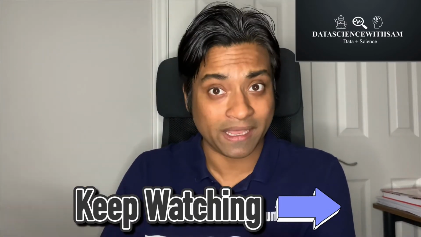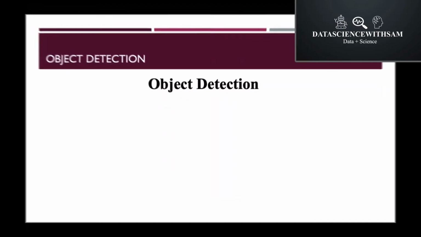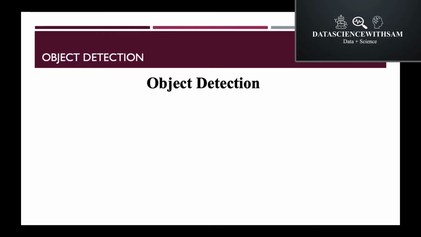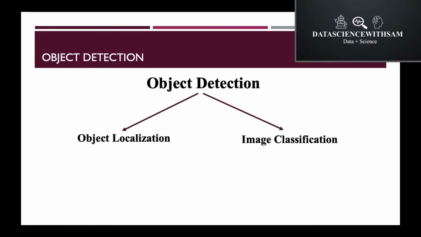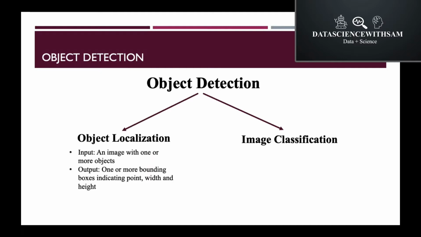So now let's check out in the next section how this object detection technology is derived from two different mechanisms. The idea of object detection technology is mainly built on two different mechanisms. One is object localization, another one is image classification. Object localization helps the computer to determine the location of the object. It takes an image with one or more objects as an input, and then it generates output of one or more bounding boxes that indicate the accurate location of that object in a static image or in running video.